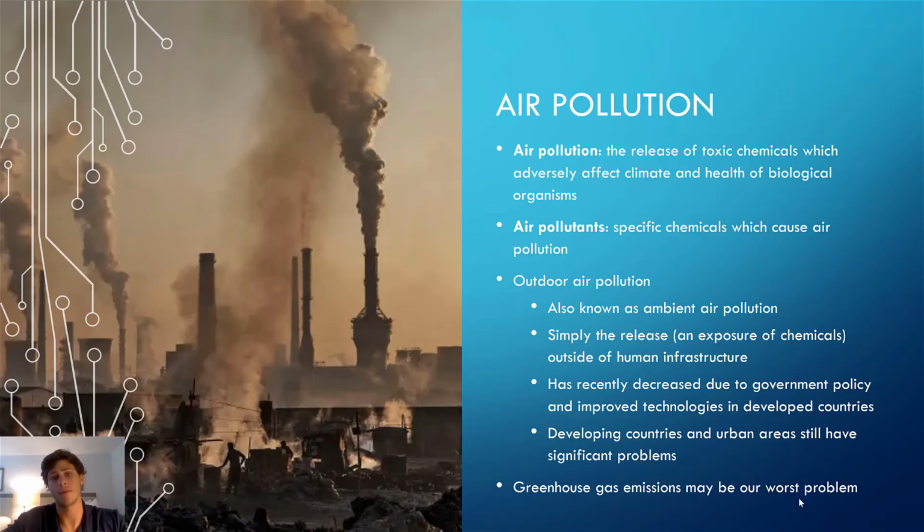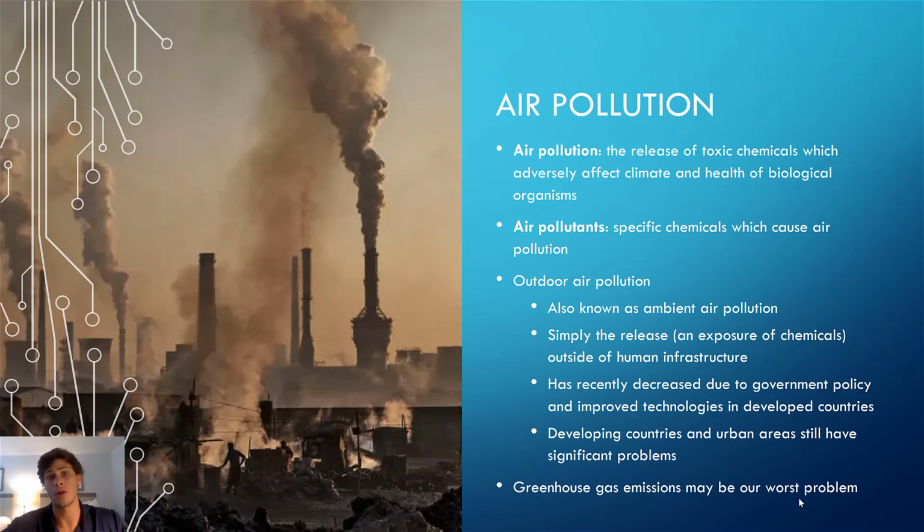So first and foremost, it might be useful to introduce a few definitions. Air pollution is the action of releasing toxic chemicals which would adversely affect climate as well as the health of biological organisms such as you and me. And then air pollutants are actually the specific chemicals which cause air pollution. So air pollution is the action. Air pollutants are the noun, or basically the root cause of air pollution. Those are the chemicals that we release which cause the adverse effects that we just talked about.